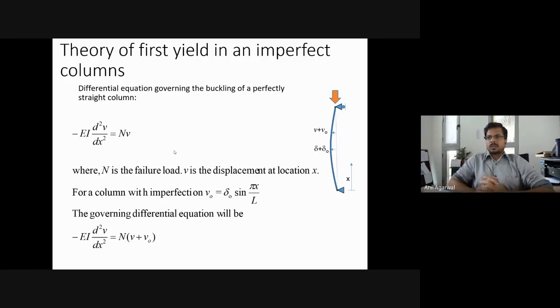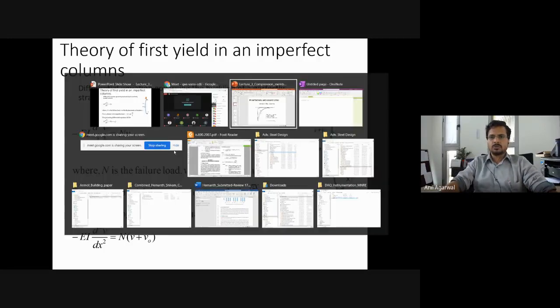Unfortunately, the theoretical methods of accounting for both of them together are very cumbersome and are not really commonly taught in a classroom. But the two of them can be accounted for separately, and the method that I'm going to discuss is also at the foundation of the equations that are available in IS 800. So please pay attention. This involves some derivation.